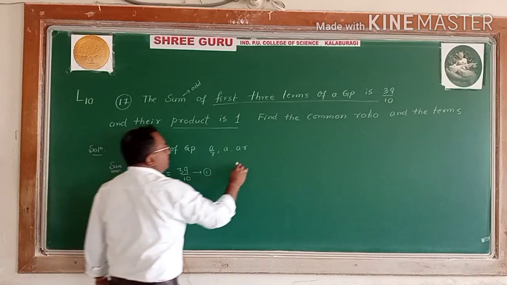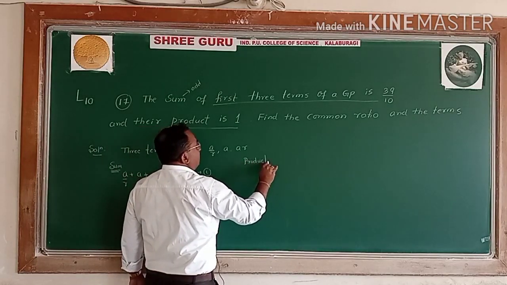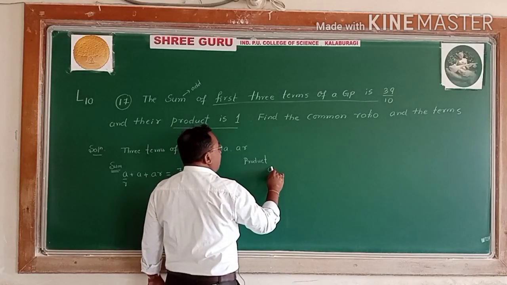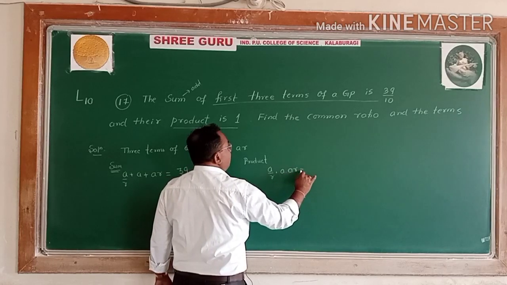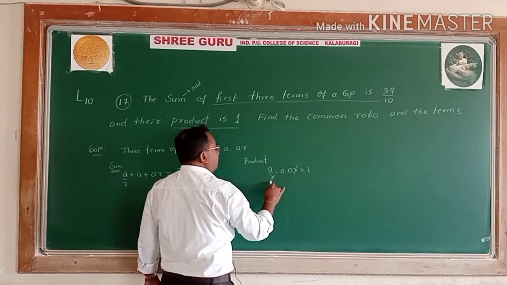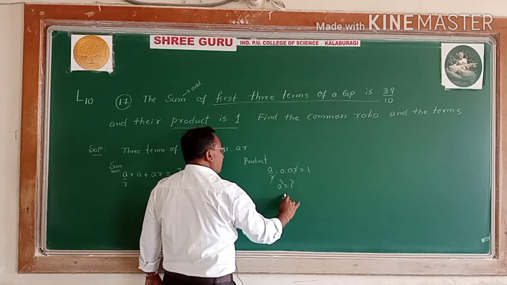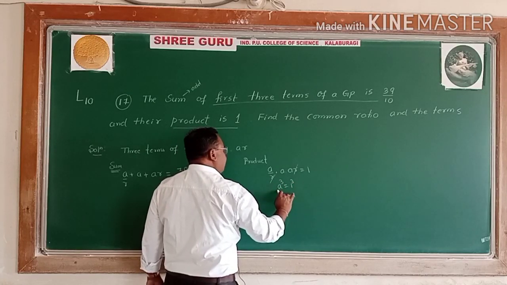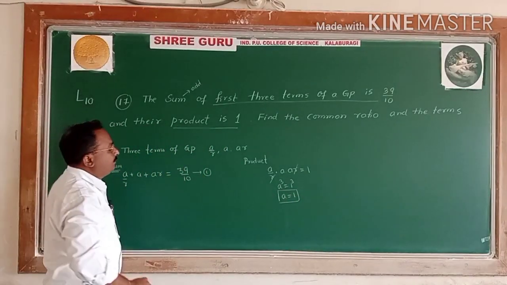Next, the product is A by R into A into AR is equal to 1. R gets cancelled. A cubed is equal to 1 cubed. A value is 1. Substitute A in equation number 1.